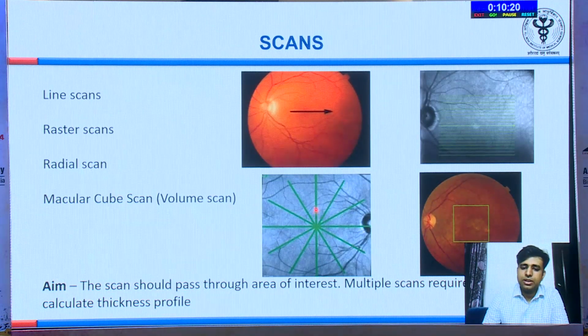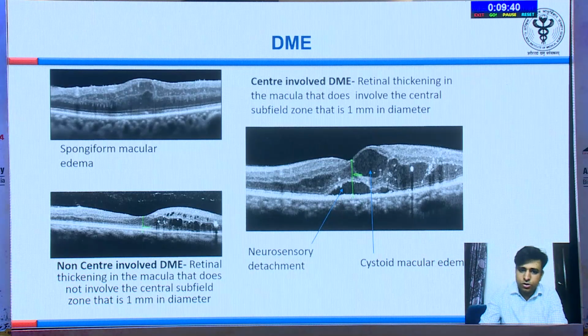In the 6 line protocol, the angle of separation is about 30 degree between the two lines, and here you can see as we move away from the fovea, the separation between the line increases, and hence if there is any lesion in between these lines, they are more likely to be missed. Hence lies the utility of raster scans, because even smaller extrafoveal lesions will be picked up very easily on these dense scans. Finally, there are macular cube scans, which are basically volume scans and give us an approximation of the thickness profile of retina over a predetermined area. So most important thing that we have to ensure while analyzing any disease is that these scans should pass through the area of interest. Now we'll go through some clinical examples.